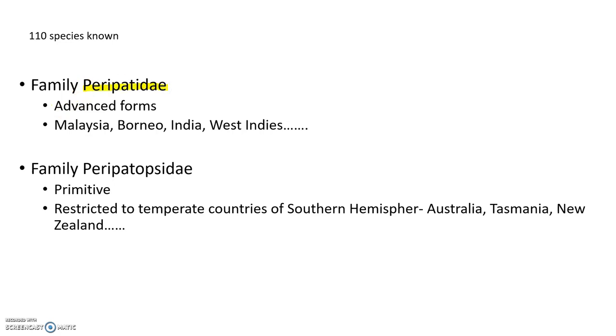Family Peripatidae includes organisms which are more or less advanced, and the distribution is in Malaysia, Brunei, India, West Indies, like that. The next family is family Peripatopsidae, and this family includes several relatively primitive forms, and their distribution is restricted to temperate countries of the southern hemisphere like Australia, Tanzania, New Zealand, etc.